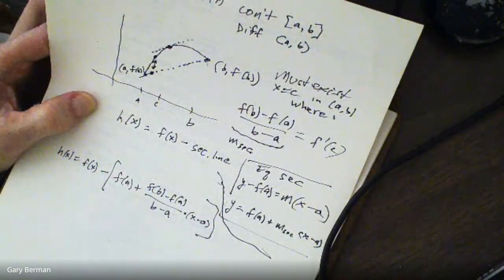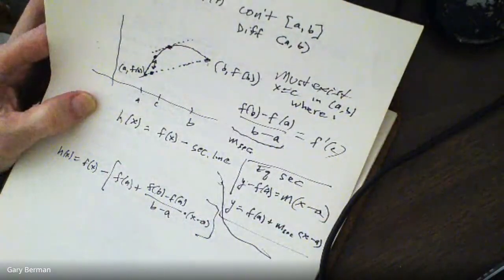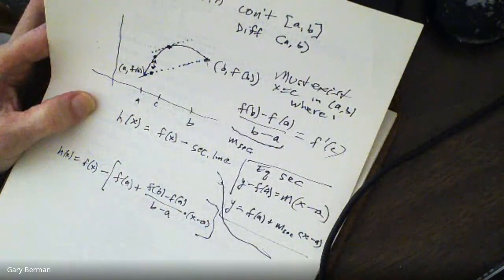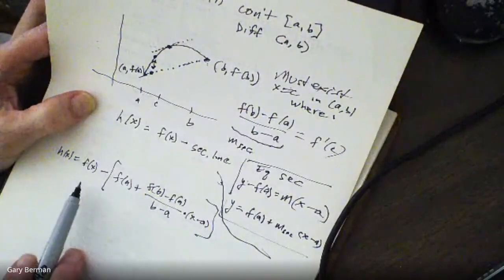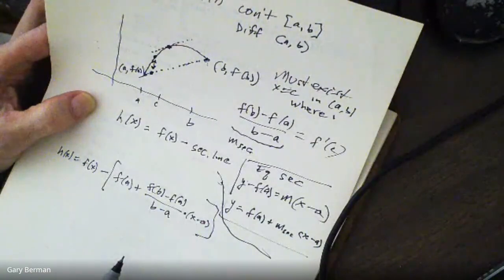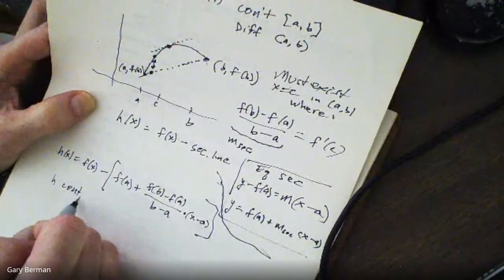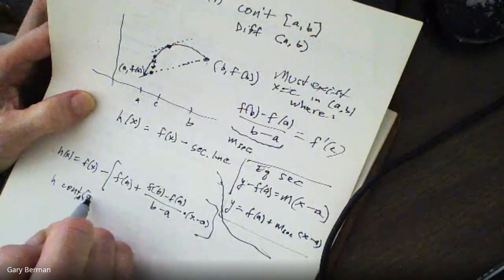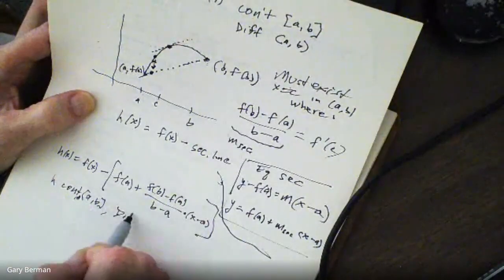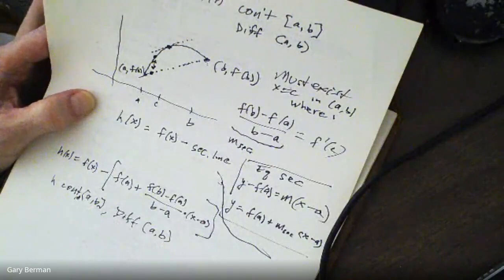In any event, let us continue with our proof. We're setting up this new function, okay? And let's see what we know about this brand new function. First of all, it's a sum or subtraction of all things that are continuous and differentiable. So we know this function h is certainly going to be continuous on the closed interval [a, b]. It's going to be differentiable on the open interval (a, b) because it's simply the sum or subtraction of functions that are continuous and differentiable.